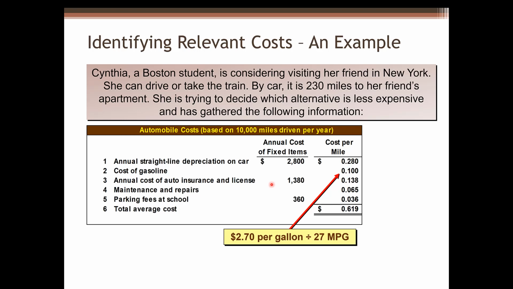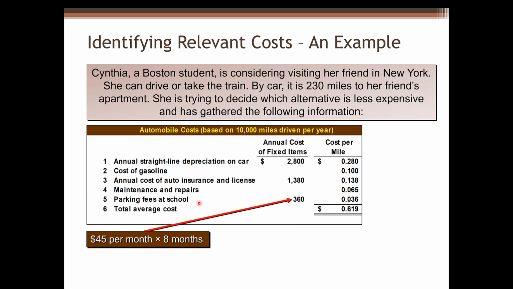Number 3, annual cost of auto insurance and license. Total cost $1,380. We divide it by 10,000 miles, and then we can get 0.138. This is the dollar amount cost per mile. Number 4, for each mile driven, maintenance and repairs cost is 0.065.